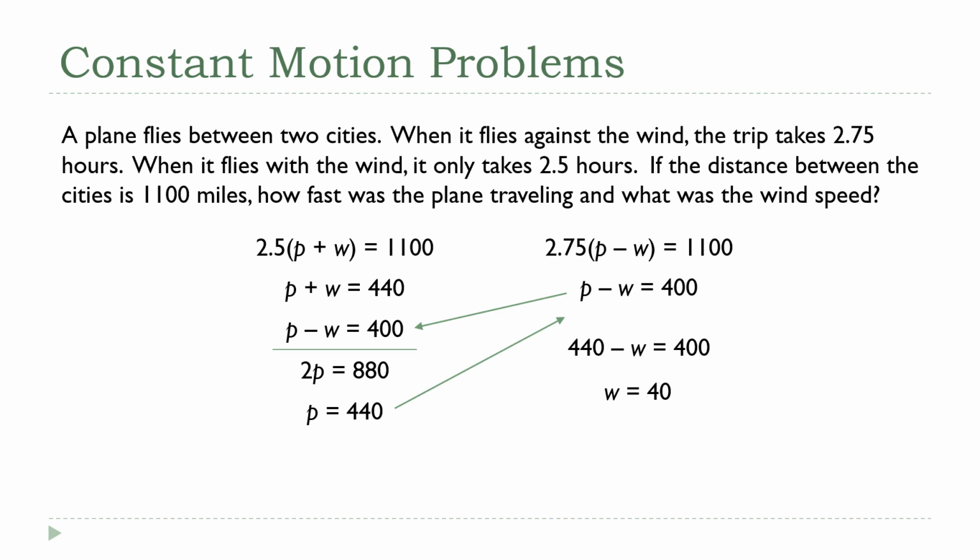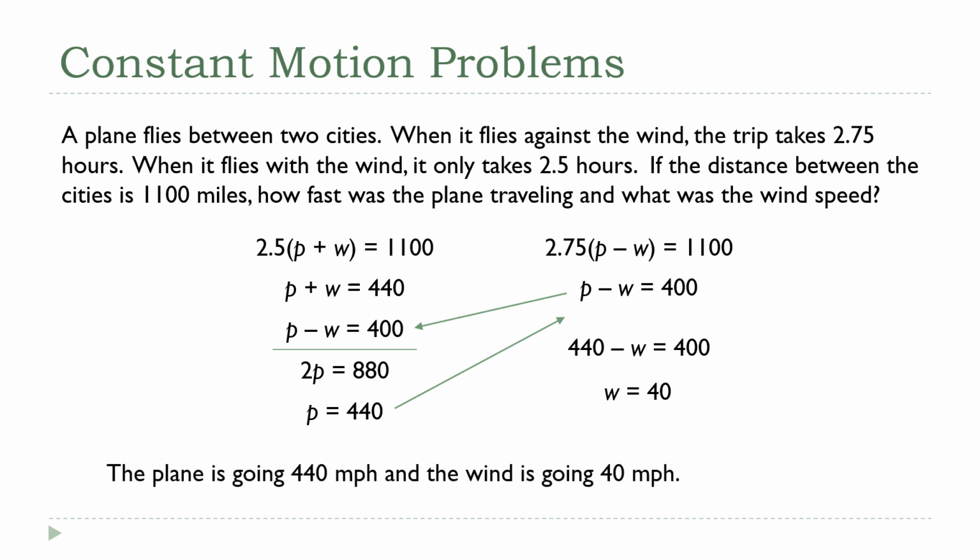All right, so now we're not done though. Remember, you've got to fully state the answer when you get done with your calculation. So my final answer would be the plane is going 440 miles per hour and the wind is going 40 miles per hour.